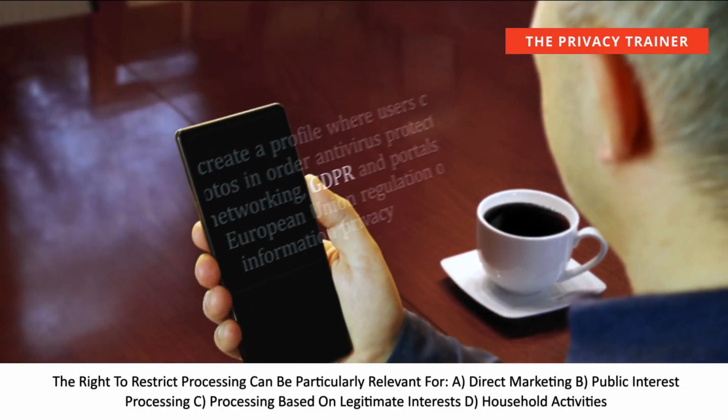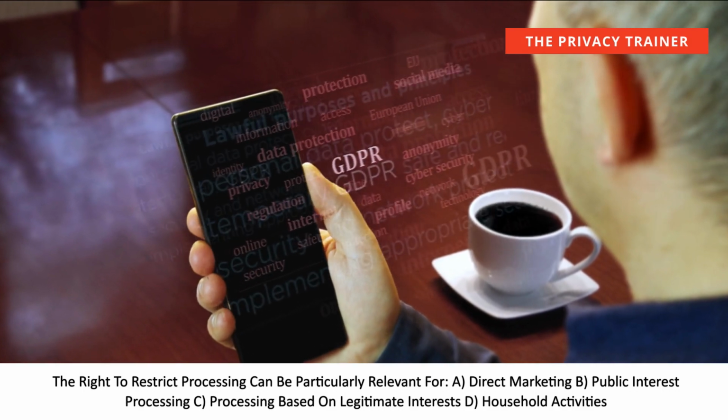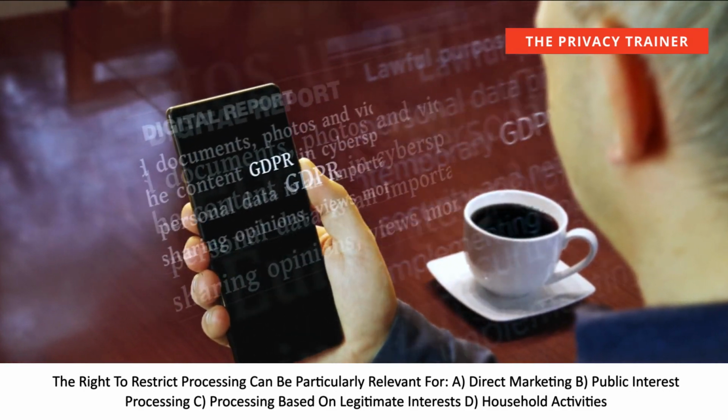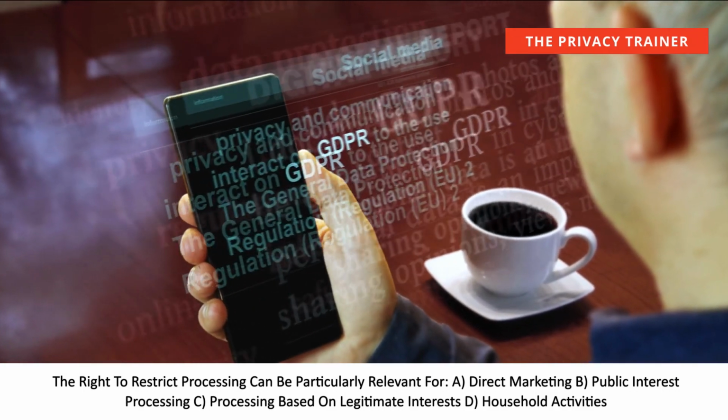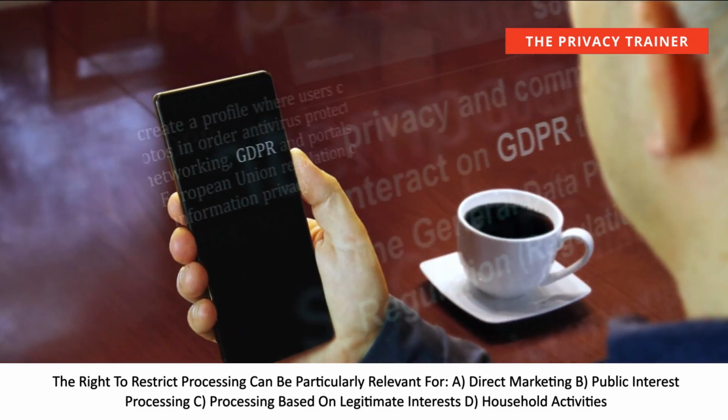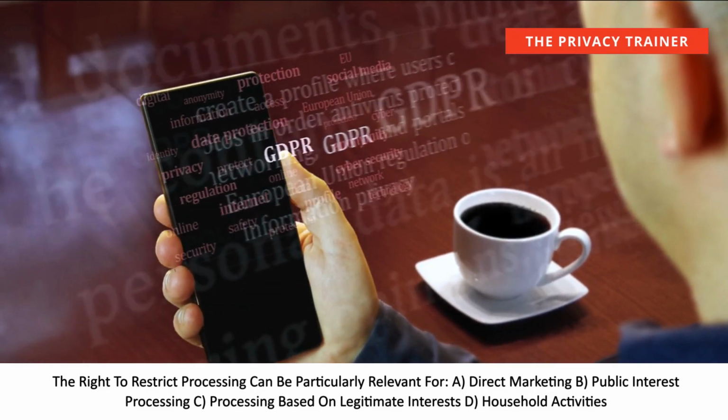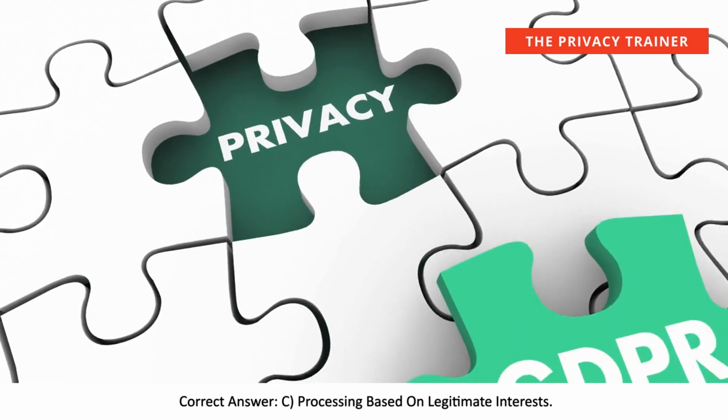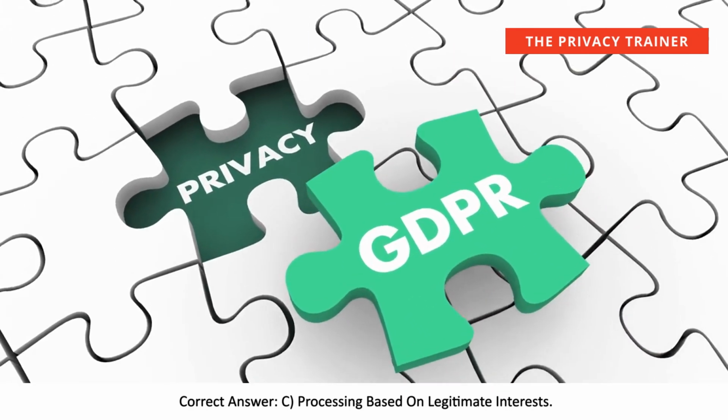The right to restrict processing can be particularly relevant for: A. Direct marketing. B. Public interest processing. C. Processing based on legitimate interests. D. Household activities. Correct answer, C. Processing based on legitimate interests.